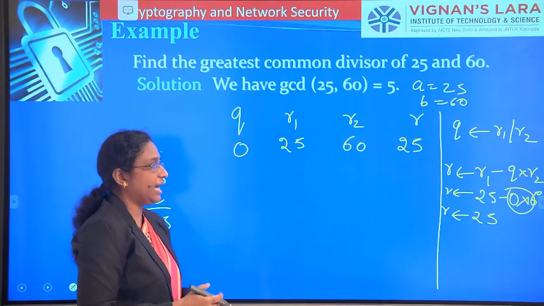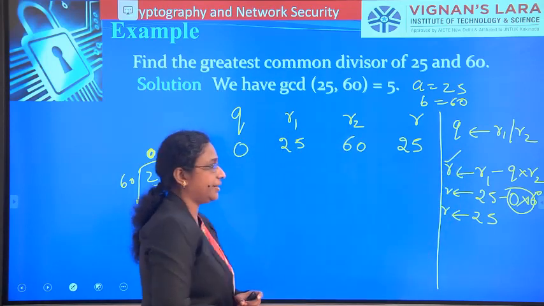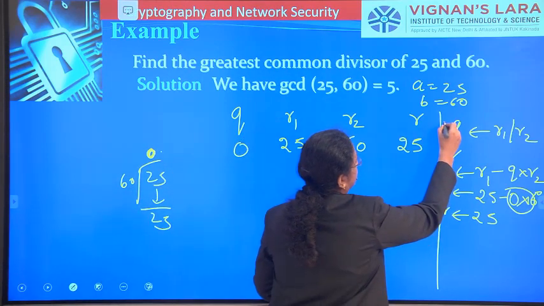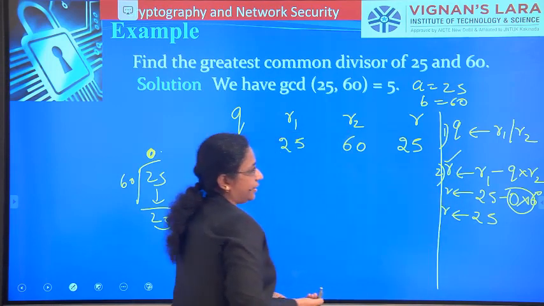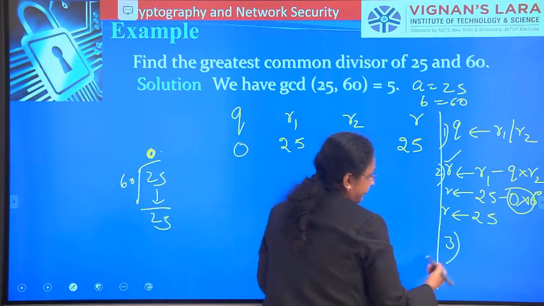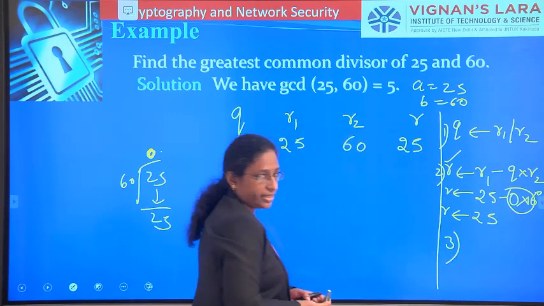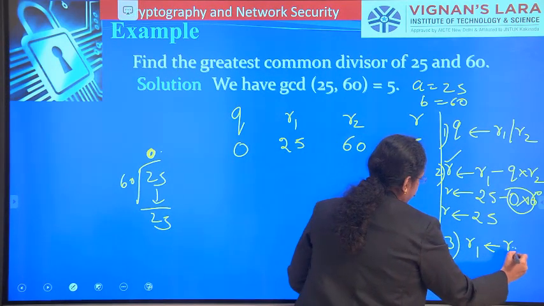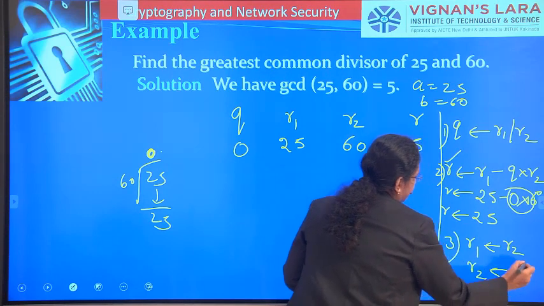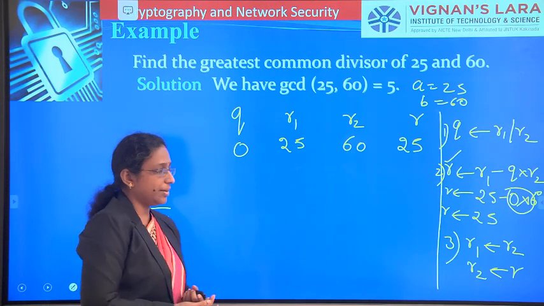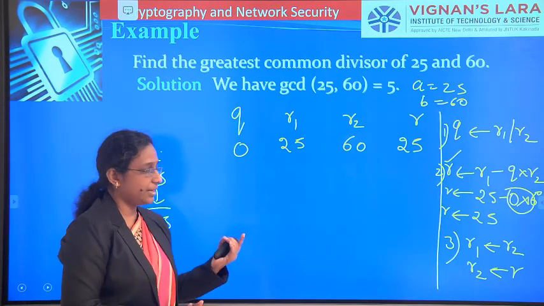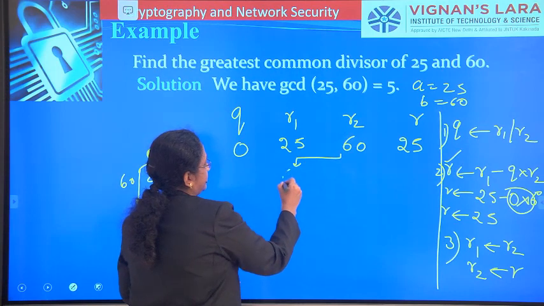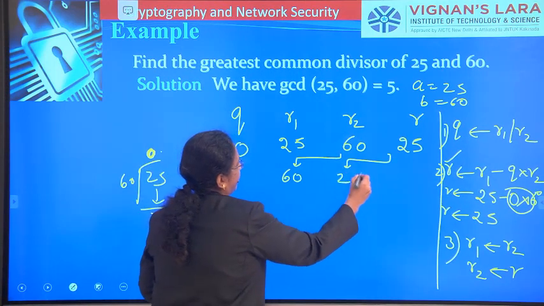Okay, so that is the first step. After calculating R equals R1 minus Q into R2, the next step is initialization: we have to update the values of R1 and R2, where R1 is updated with the value of R2 and R2 with R. So that we will be doing like 60, 25.